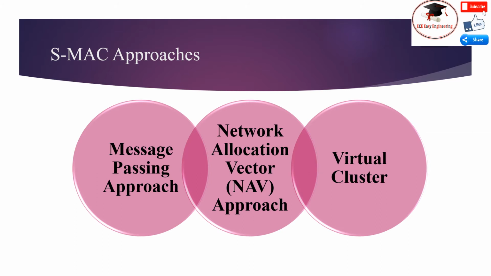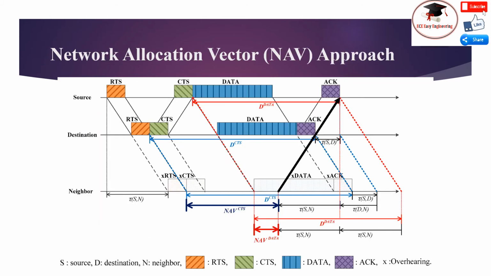SMAC approaches. There are three approaches, namely the Network Allocation Vector NAV approach, Message Passing approach, and Virtual Cluster approach. Network Allocation Vector approach. In general, when competing for a medium, the node uses the RTS-CTS handshake, including the virtual carrier sense mechanism, whereby a node maintains a NAV, that is Network Allocation Vector variable. The NAV mechanism can be readily used to switch off the node during ongoing transmission to avoid overhearing.